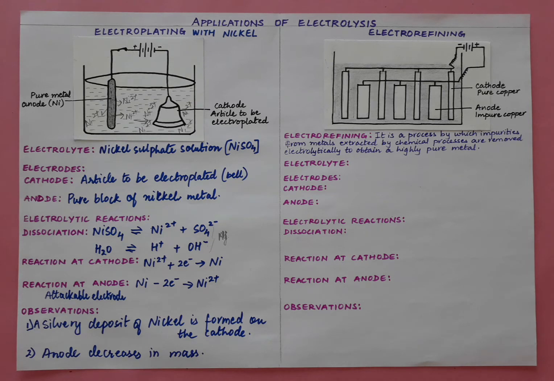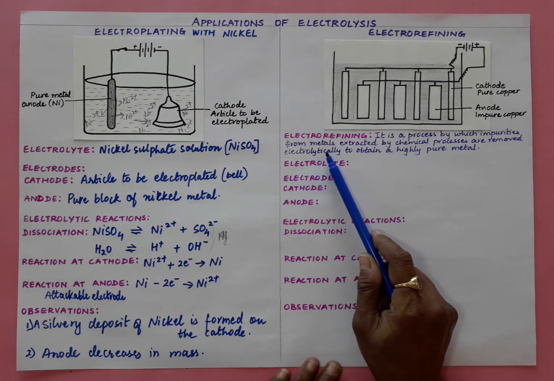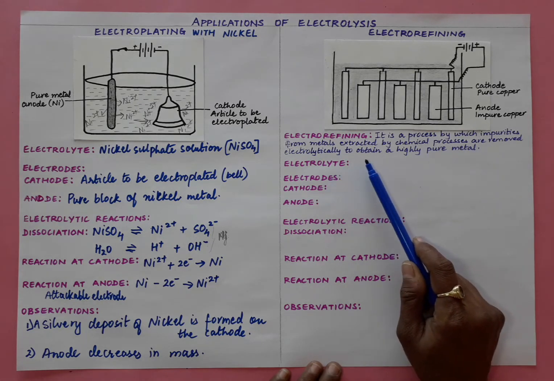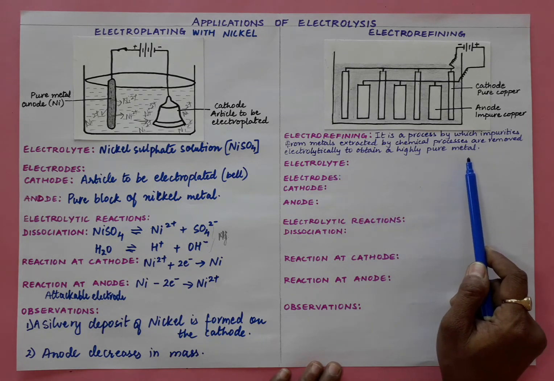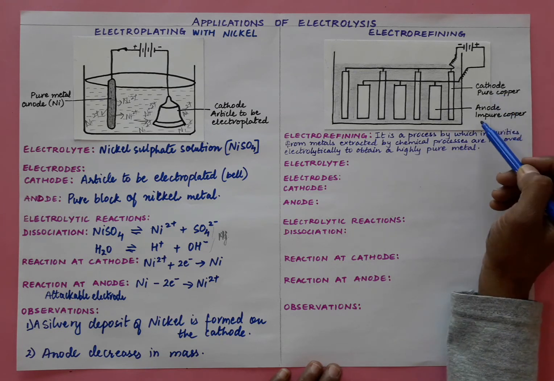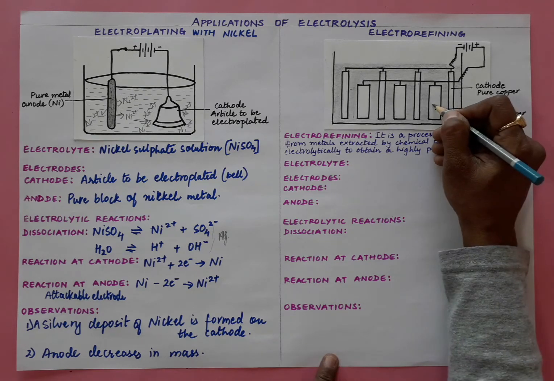Now the next application of electrolysis is electro refining. Let us understand what electro refining is. It is a process by which impurities from metals extracted by chemical processes are removed electrolytically to obtain a highly pure metal. Here we have impure copper. The anode is made up of impure copper. These are all impure blocks.